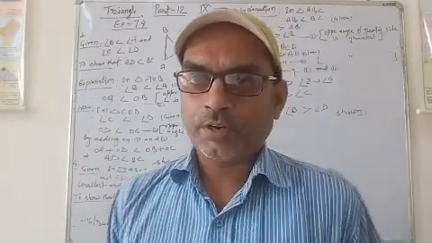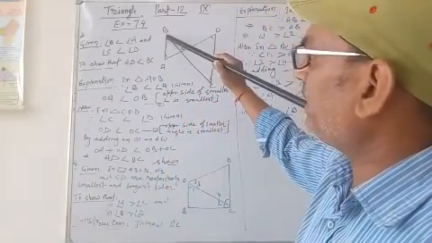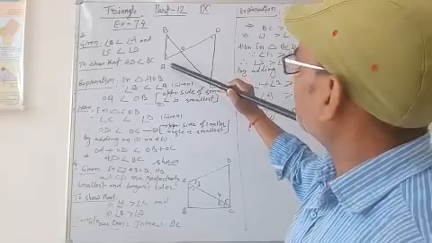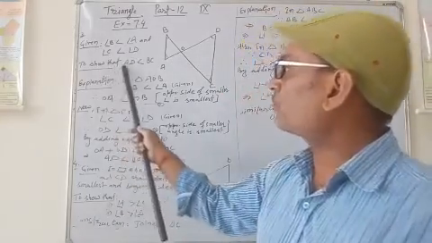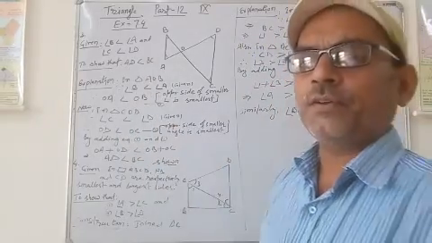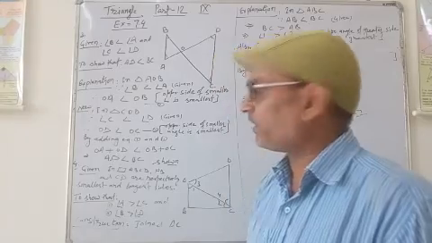Now question number 3. In question number 3, given that angle B is less than angle A and angle C is less than angle D. We have to show that AD is less than BC.